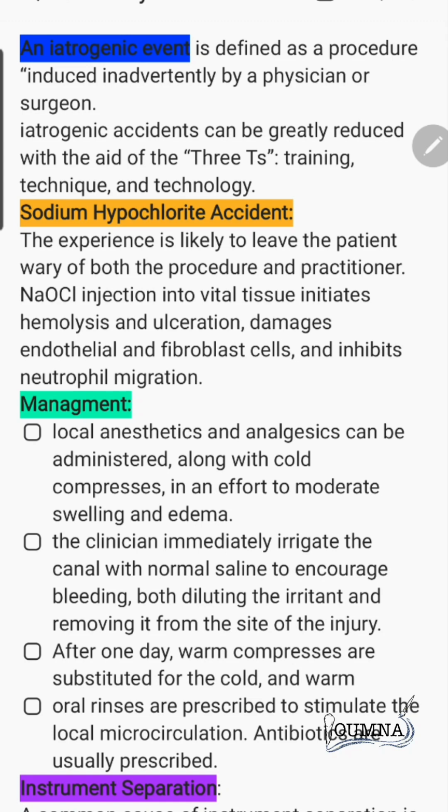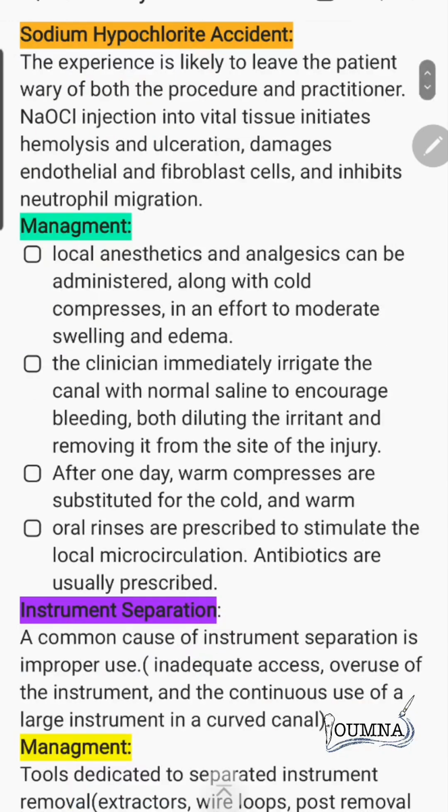Iatrogenic accidents can be greatly reduced with the aid of the 3 T's: training, technique, and technology. Sodium hypochlorite accident. The experience is likely to leave the patient wary of both the procedure and the practitioner. Sodium hypochlorite injection into vital tissues initiates hemolysis and ulcerations. It damages endothelial and fibroblast cells and inhibits neutrophil migration.